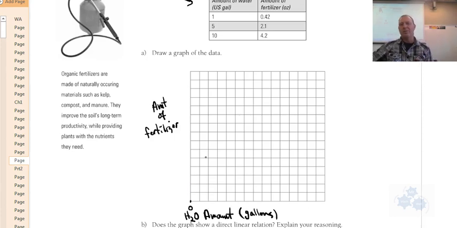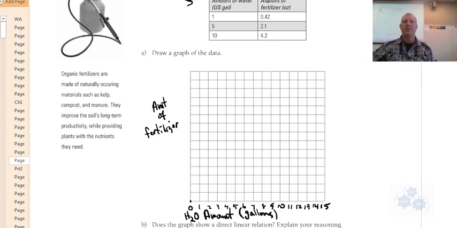Probably a good idea would be to use 1 square per gallon. I think that's reasonable. So let's write that out. 1, 2, 3, 4, and so on, all the way to 10. Okay, so that leaves us a little room on the right. That's great. And it uses up a big chunk of the graph for the data that we have. So that looks pretty good.